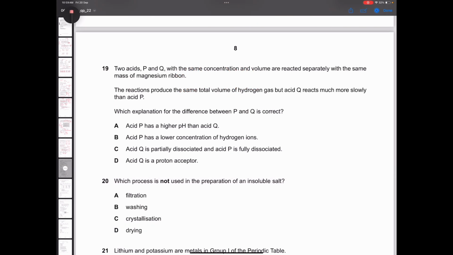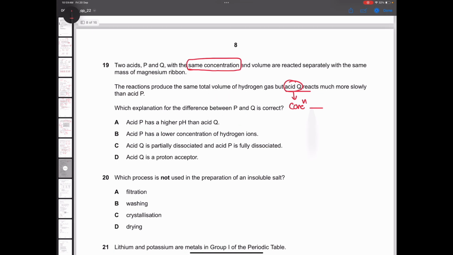Question number 19. Two acids P and Q with the same concentration are reacting. The reaction produced the same volume of hydrogen gas, but acid Q reacts much more slowly. There can be a lot of reasons for this, such as concentration being different, but that is not the case here, since they say the concentration is the same. So we cannot apply the logic of concentration. Then we can say that the acid might be weak. Weak acids do not fully dissociate. This is the logic that we can apply.